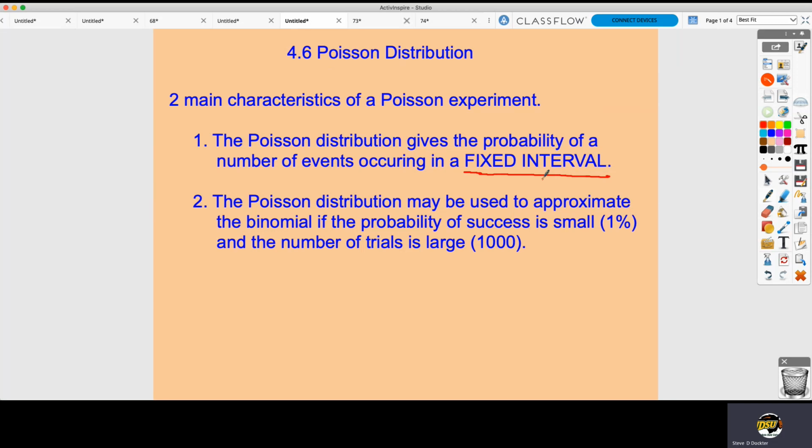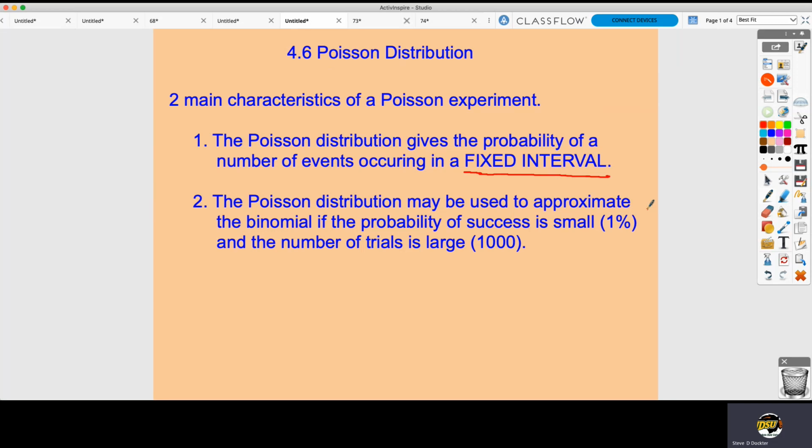Now, the Poisson distribution may be used to approximate the binomial if the probability of success is very small. I put 1% down there. It doesn't have to be exactly 1%, but it's just a very small percentage. And the number of trials is large. I put 1,000, it could be anything. Maybe it's 100 trials, maybe it's 1,000,000 trials. Anytime the number of trials is fairly big, you can use this.